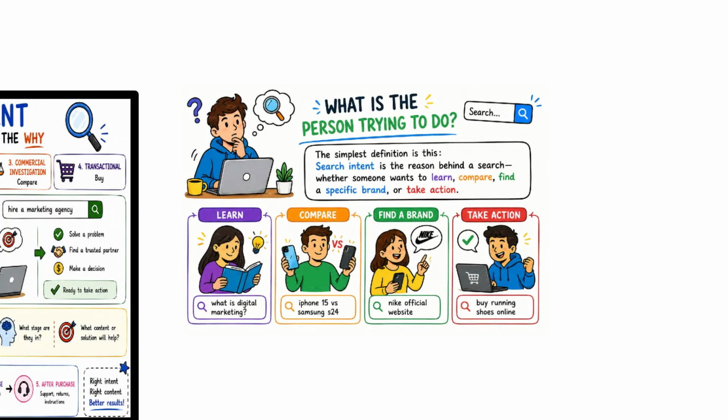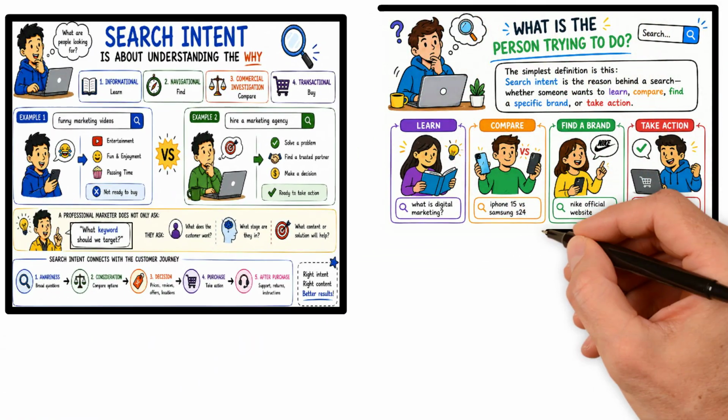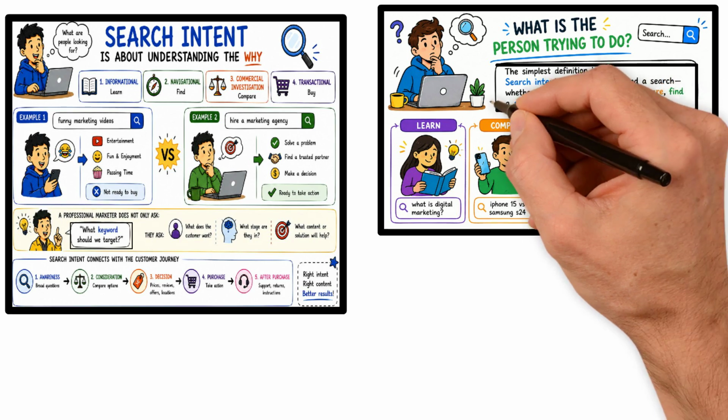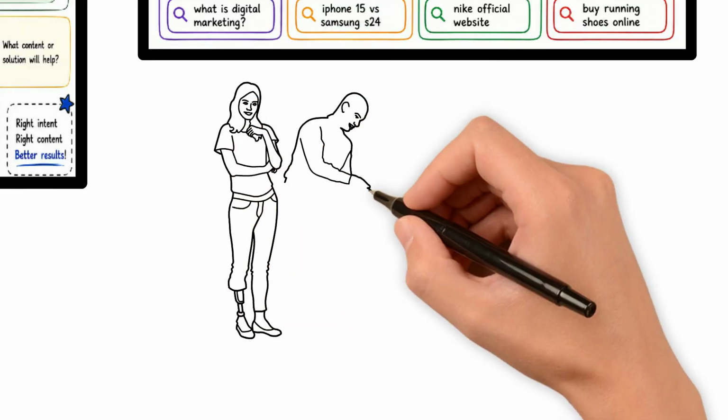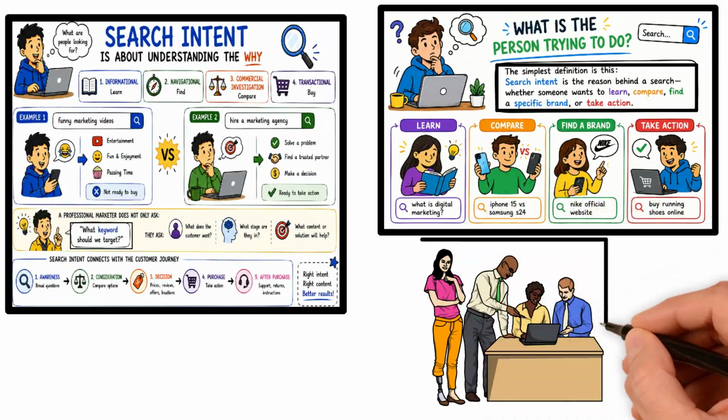The simplest definition is this. Search intent is the reason behind a search, whether someone wants to learn, compare, find a specific brand, or take action. Understanding search intent helps businesses create the right content for the right customer at the right stage.